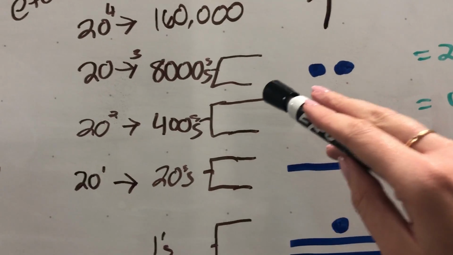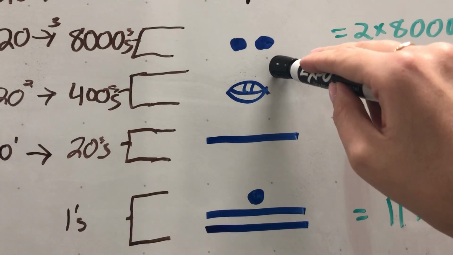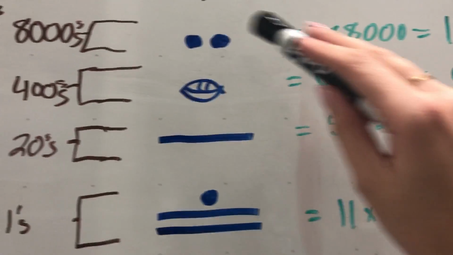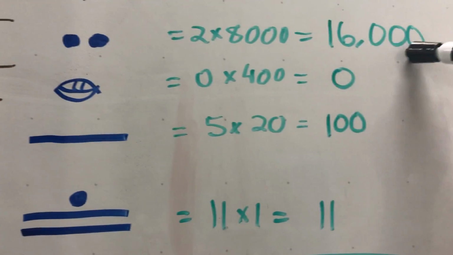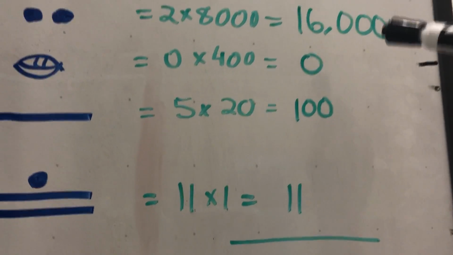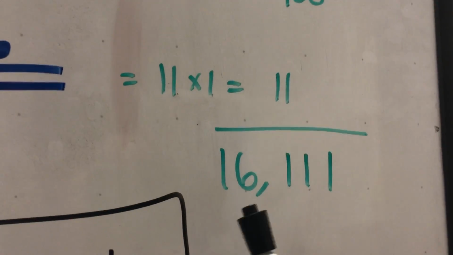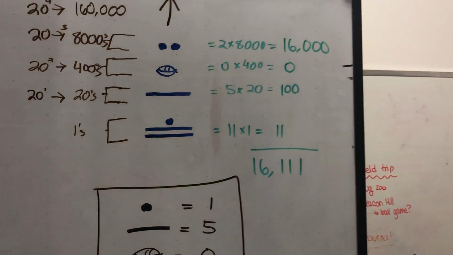Moving on to our 8,000s. Again, we just count it out as if it's ones because we're in one separate section. So we say 1, 2, 2 times 8,000 because we're in the 8,000s level, or the fourth level, equals 16,000. We calculate all of these by just adding them up together. We get 16,111. That's how that system works.